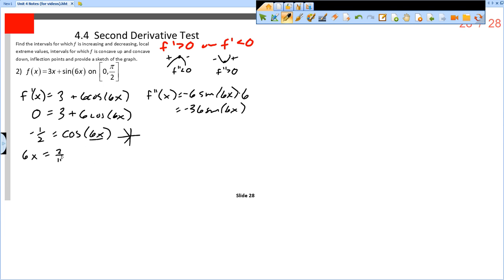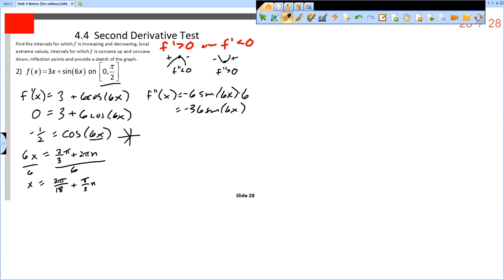So that would be 2 pi over 3, right? So 2 pi over 3, but then plus 2 pi n, right? Now, I know we're restricted from 0 to pi over 2, but we're going to divide by 6 here, so that may change. So we're going to divide by 6, all right? And so we get that x would be equal to 2 pi over 18, right? Plus 2 pi n. So if I divide here, I get pi over 3 n, right?